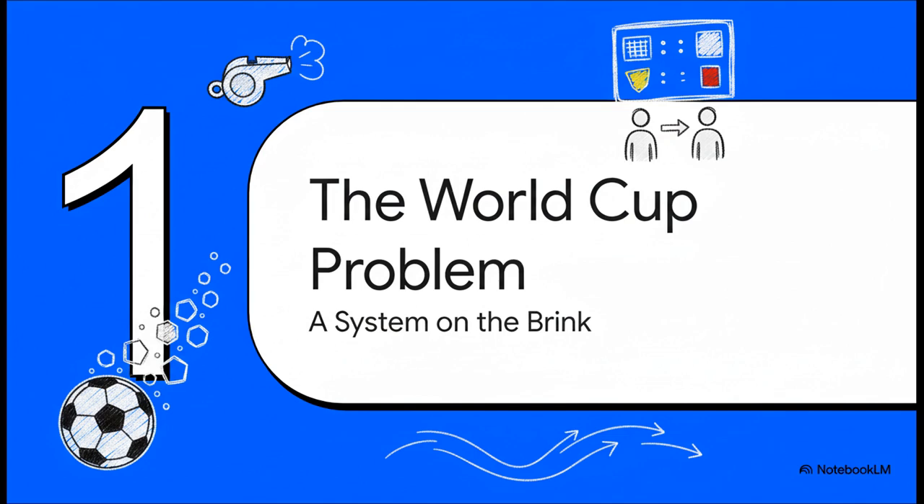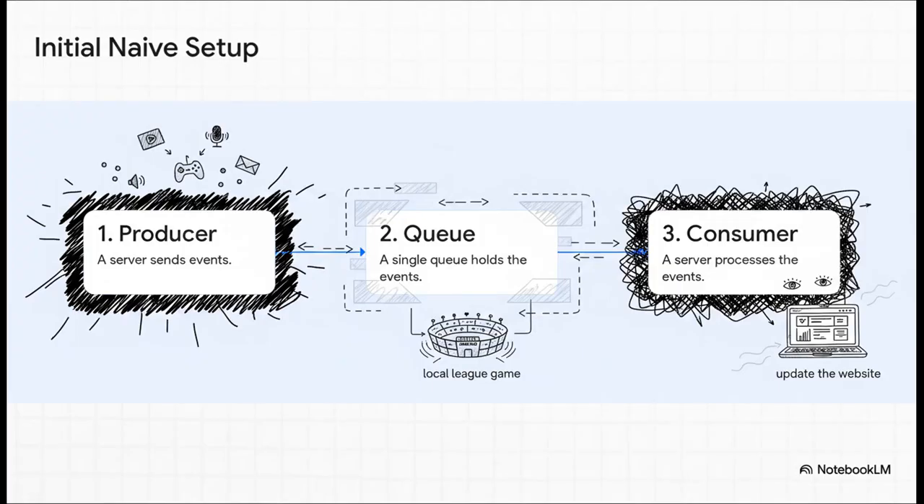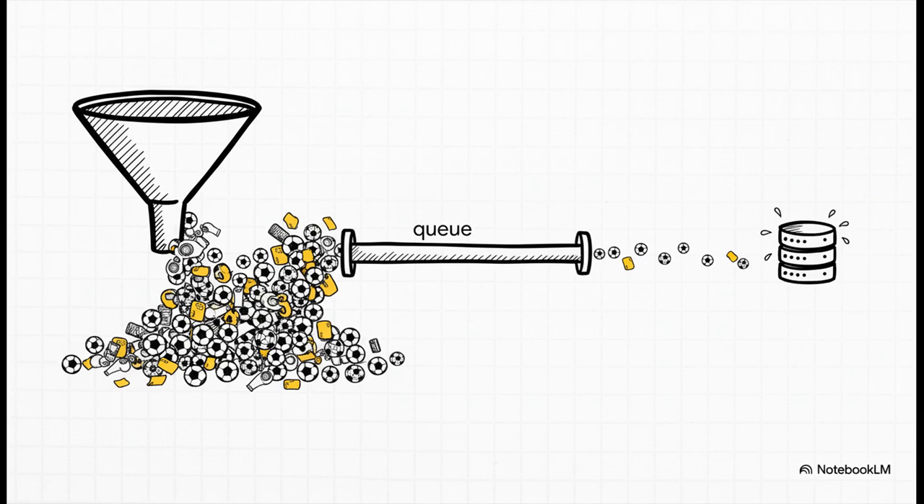Sounds simple, right? Your first attempt, your version 1, probably looks a little something like this. You've got a producer, some server sending events, sticking them into a single queue. And then you've got a consumer on the other side pulling them out to update the website. And for a small-time game with a few hundred people watching, this works just fine. But this isn't a small-time game. This is the World Cup final. Suddenly, you've got millions of users, and events are just pouring in. Your single consumer is getting completely crushed. It just can't keep up. The website starts to lag, and you're showing goals a minute after they actually happened.